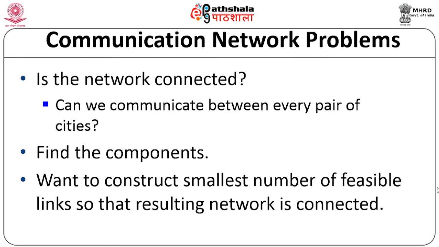For this you have to find the components, and we want to construct the smallest number of feasible links so that the resulting network is connected. So, when we have a set of cities and we want to have links between the cities so that they all become connected, our problem here is to find the smallest number of feasible links that you need to make the resulting network connected. This is a typical problem in communication networks.